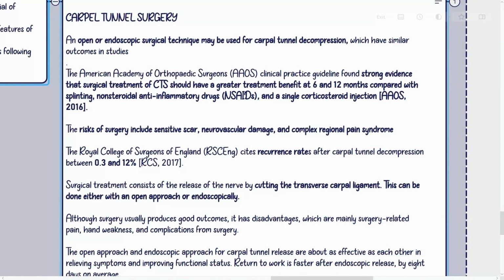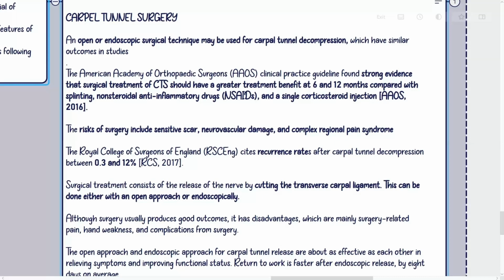Carpal tunnel surgery. An open or endoscopic surgical technique may be used for carpal tunnel decompression, which have similar outcomes in studies. The American Academy of Orthopedic Surgeons Clinical Practice Guideline found strong evidence that surgical treatment of carpal tunnel syndrome should have a greater treatment benefit at 6 and 12 months compared with splinting, non-steroidal anti-inflammatory drugs and a single corticosteroid injection.